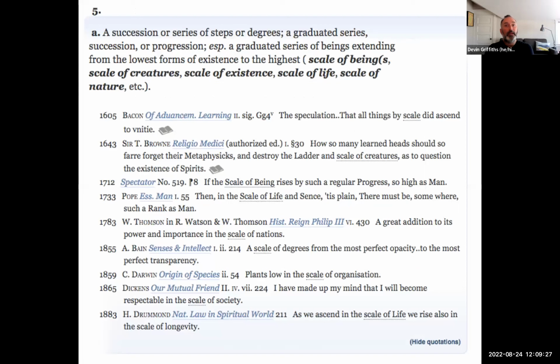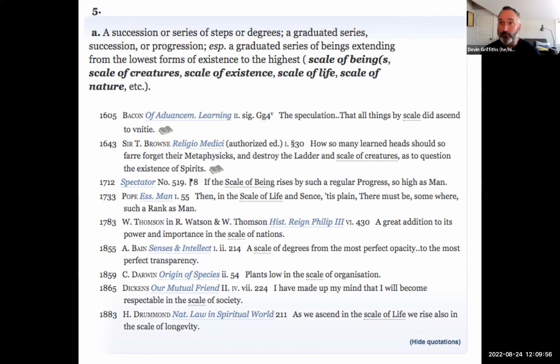Finally, it can mean a successive series of steps or degrees, a graduated series, a succession or a progression, especially a graduated series of beings extending from the lowest forms of existence to the highest. So phrases that would be used in this sense would be scale of being, scale of creatures, scale of existence, the scale of life, or the scale of nature. In Latin, the scala naturae.